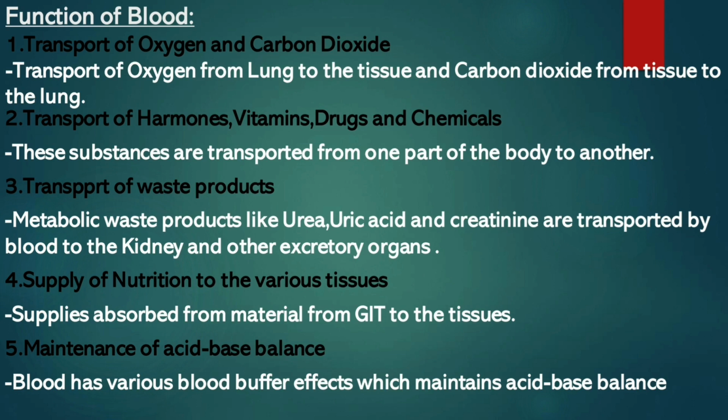3. Transport of waste products. Metabolic waste products like urea, uric acid and creatinine are transported by blood to the kidney and other excretory organs. 4. Supply of nutrition to the various tissues. Supplies absorbed material from the GIT to the tissues. 5. Maintenance of acid-base balance. Blood has various buffers which maintain acid-base balance.